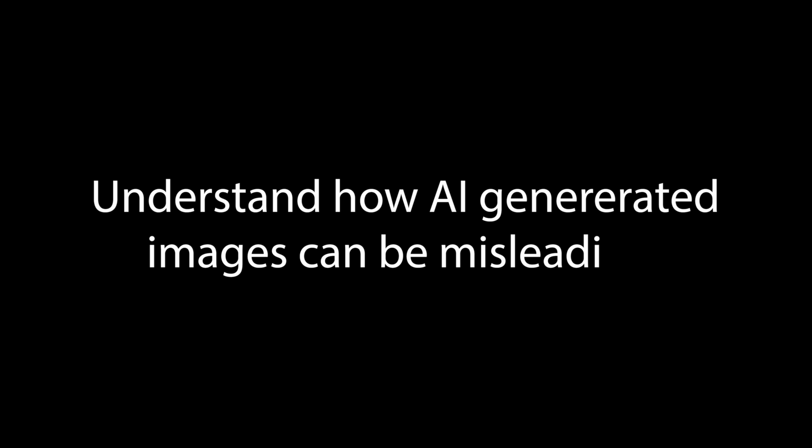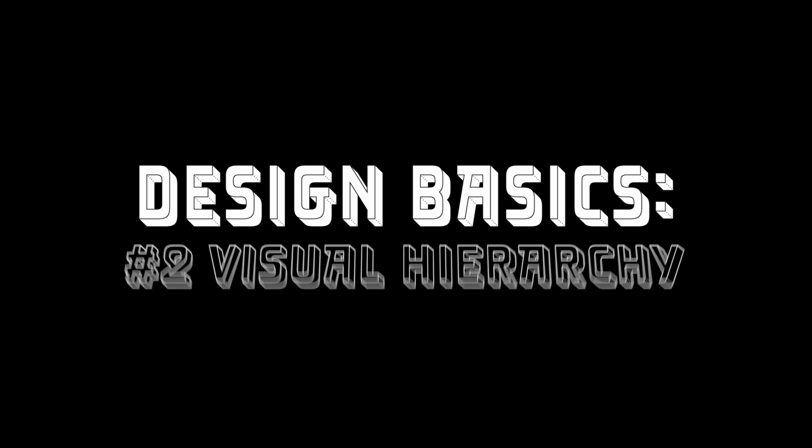So before you design, write the goal in one sentence. For example, register for the art workshop by Friday. Understand how AI-generated images can be misleading. Click to watch the full video. That one sentence becomes your anchor. Everything in the design should support that message. If it does not support the message, it may need to go.